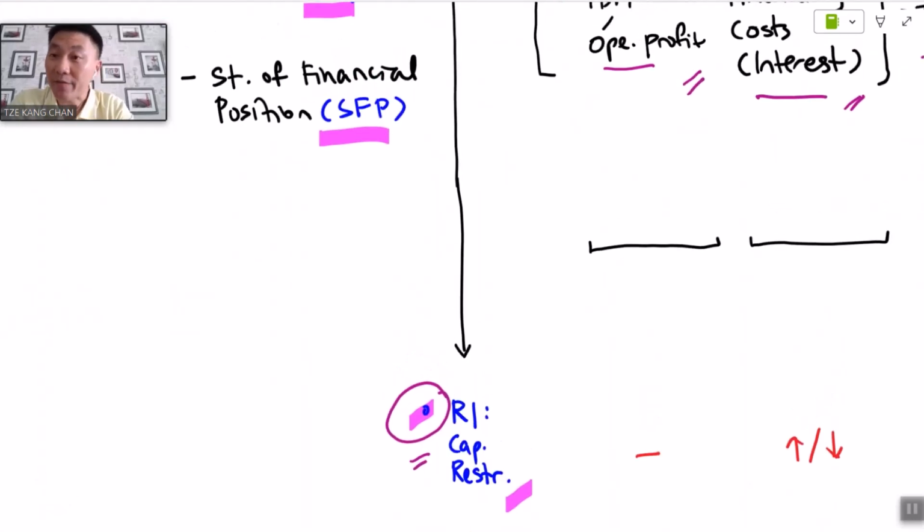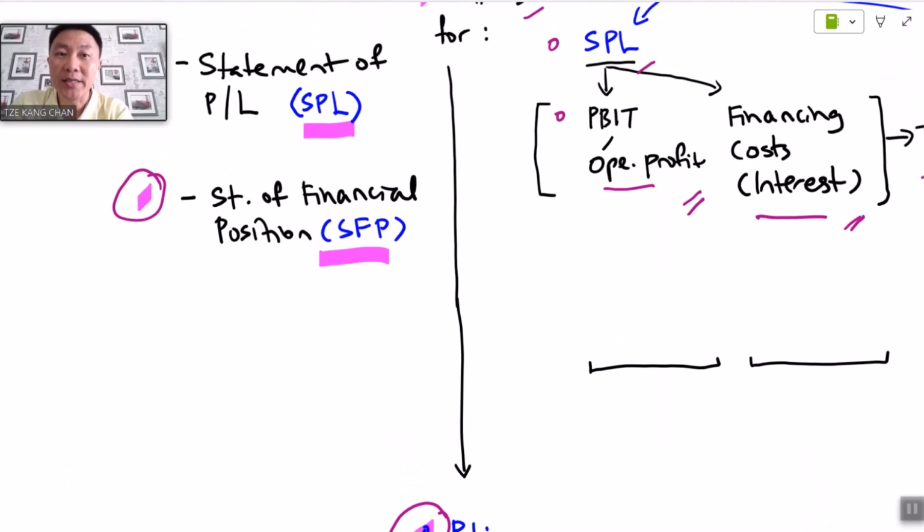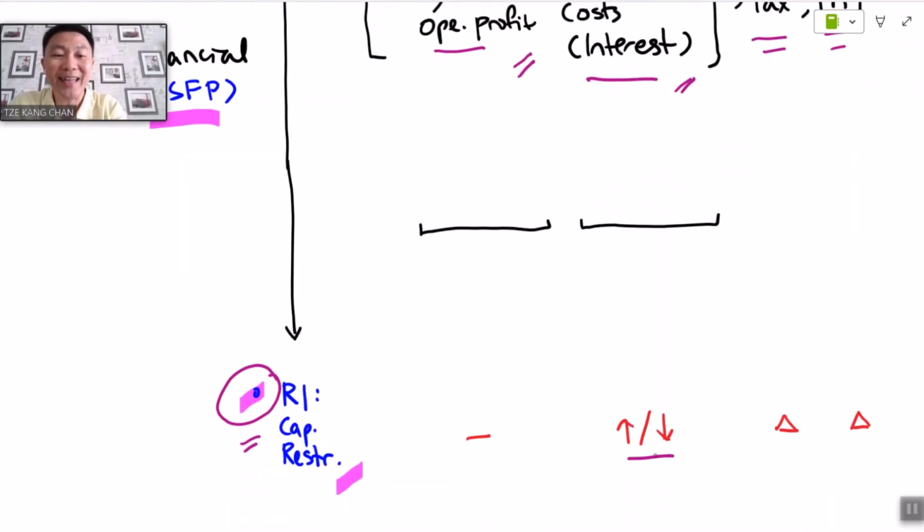Supposing the change is classified as R1, whereby it is capital restructuring, very likely the impact on the statement of profit or loss will mainly be on the financing cost component, where the amount of PBIT is likely to remain unaffected. Should the additional fund be raised through the issue of debt, very likely they will expect an increase in the interest expenses.